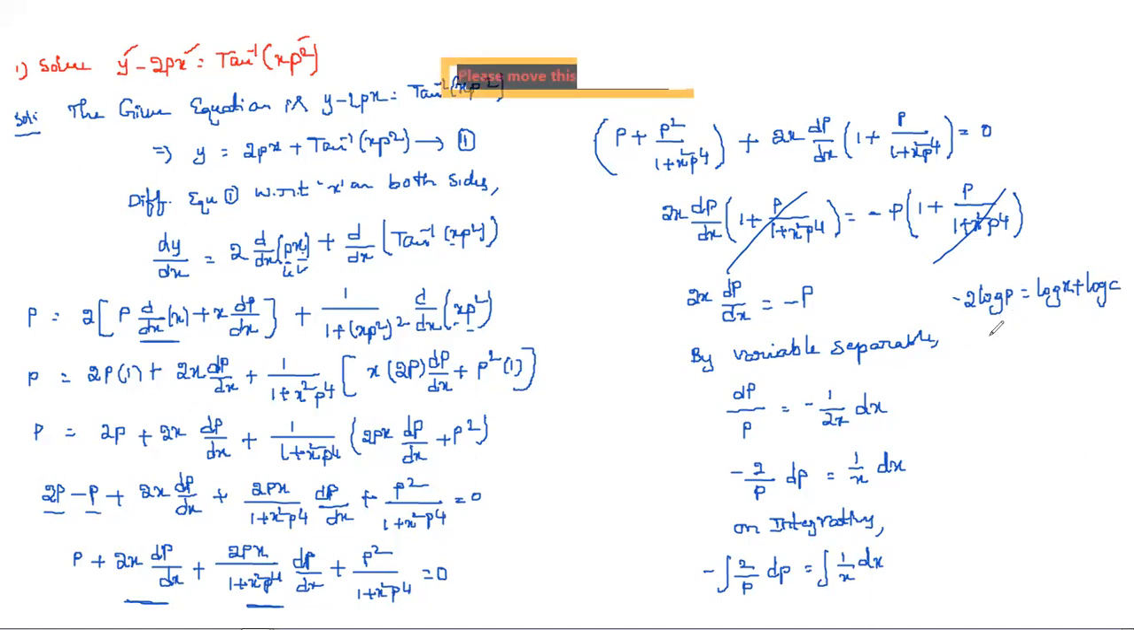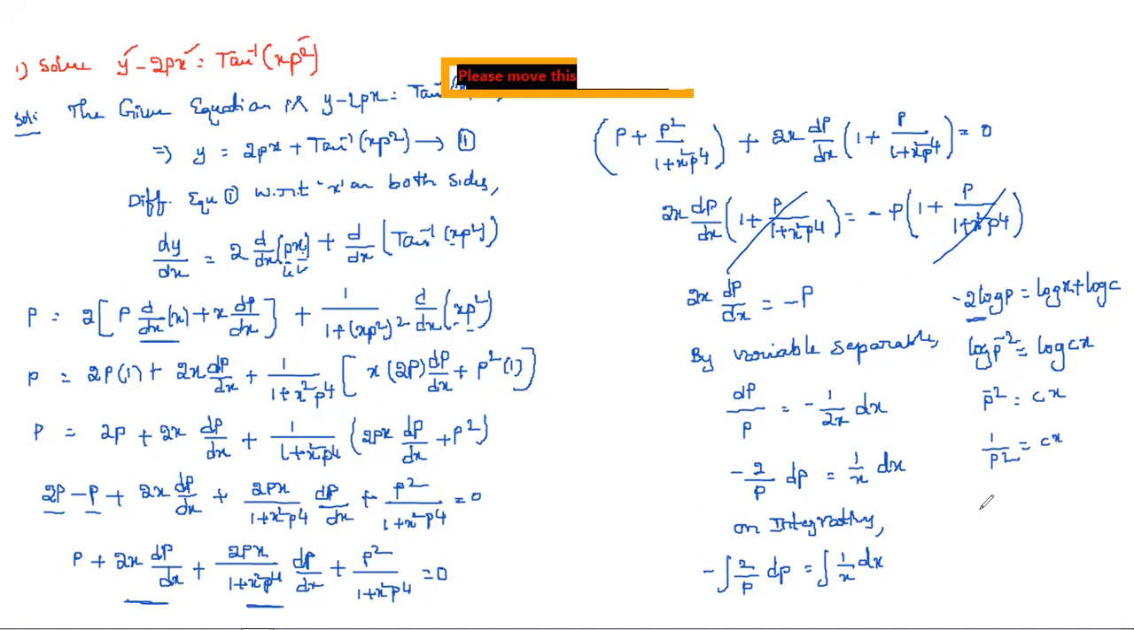And now we require the value of p. Here it is m log a. Is this in the form of m log a or not? So we can write it as log a power m. Log p power minus 2 is equal to log a plus log b, that is nothing but log ab, so that is log xc. Here we can write p power minus 2 is equal to cx. And p power minus 2 we can write as 1 by p square is equal to cx.